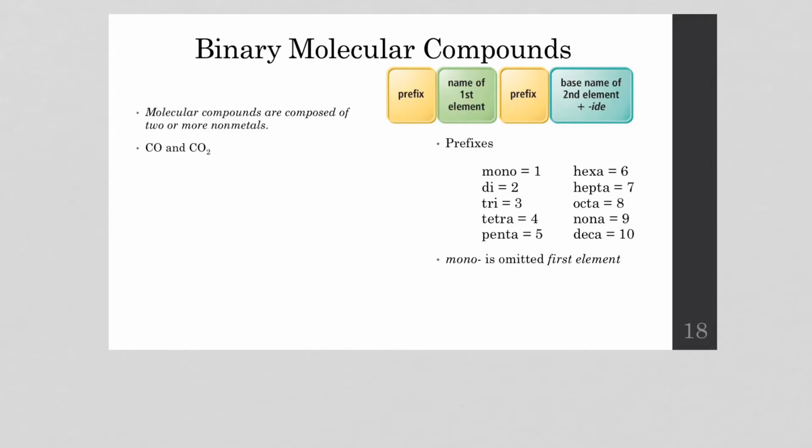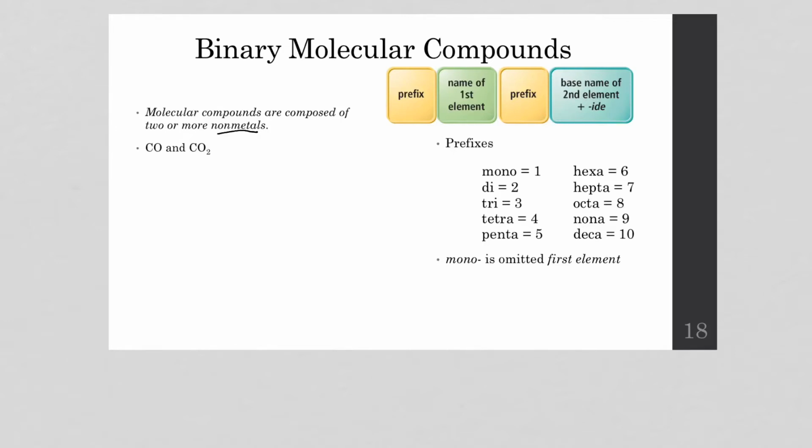Welcome back. So last time we talked about naming ionic compounds. Today we're going to focus on naming molecular compounds and acids. So as a reminder, molecular compounds are composed of two or more nonmetals. So we don't have any ions here, we don't have any metals, we just have a combination of more than one nonmetal. Now, all the compounds that we're going to learn how to name in this section are what we call binary molecular compounds, meaning they have two elements.